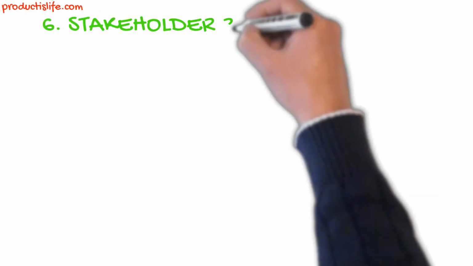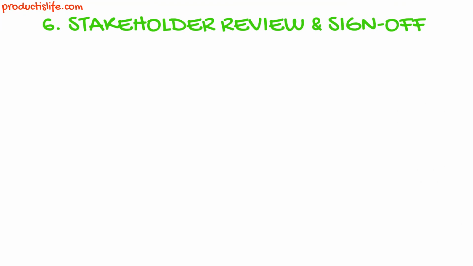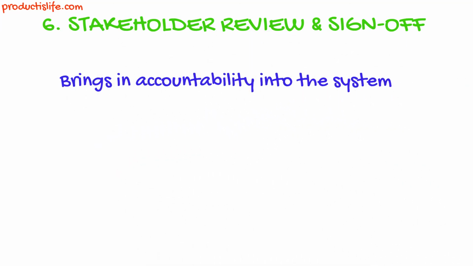Stakeholder review and sign off. Now this is a very important part of the PRD and is often left out by a lot of product managers, even at big multinationals. The review and sign off is extremely important from an execution point of view. This brings accountability into the system and forces the stakeholders to commit to a certain set of features, and ideally there should be no going back.